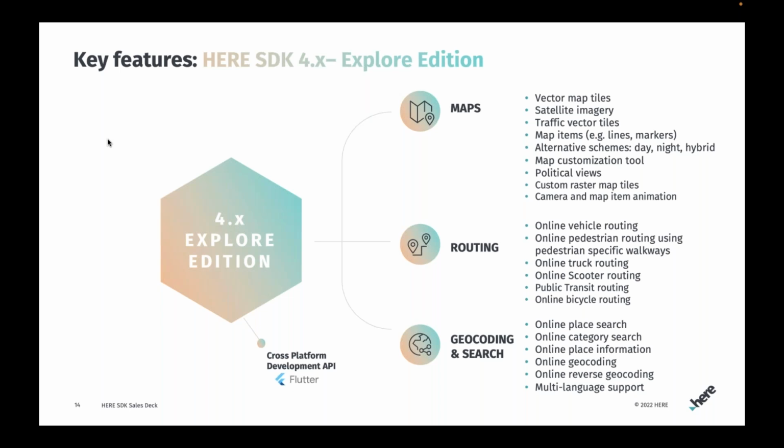Again, we have three major components. We have maps, routing, and geocoding and search. What is in addition from Lite is you can see the camera and map item animation. In the maps component, for routing, it is pretty much the same, and geocoding and search is also pretty much the same. The only difference here is that the Lite edition is not supported in iOS, it is only for low-end hardware specification devices, and it does not have customization, whereas the 4.x Explorer SDK comes with possibilities for customization.